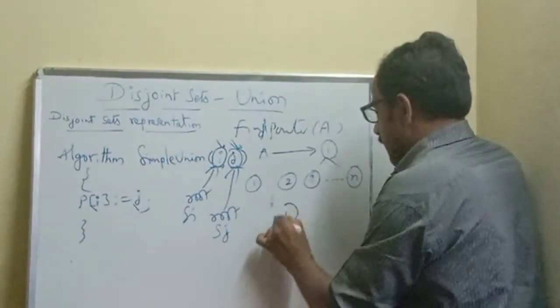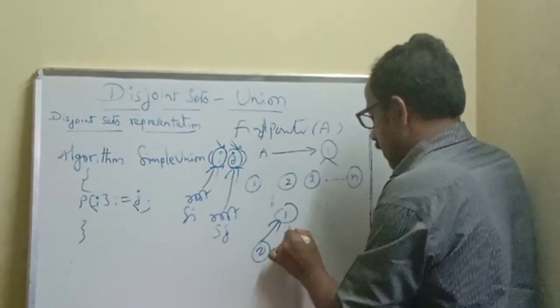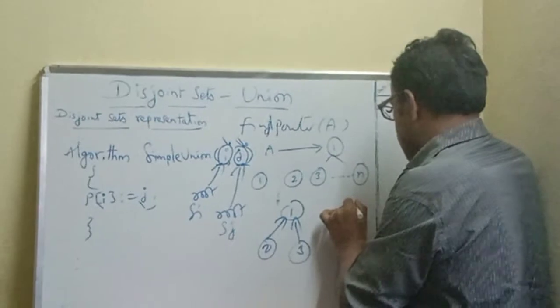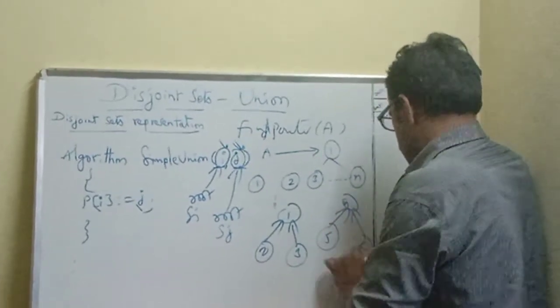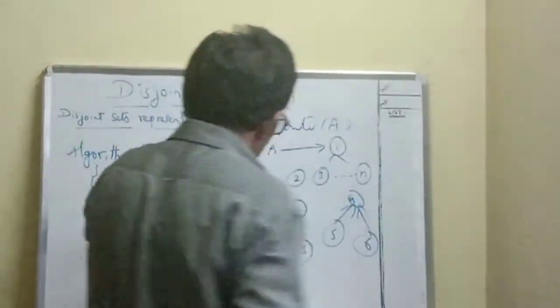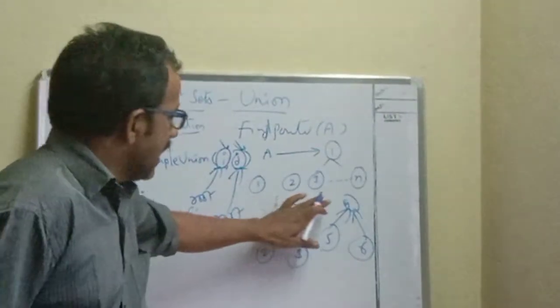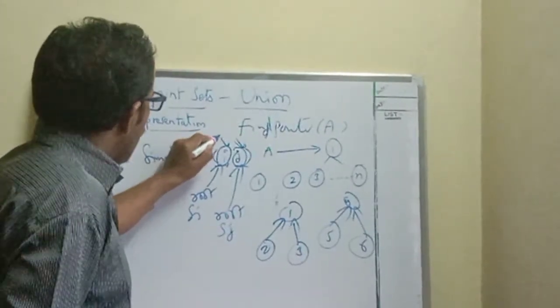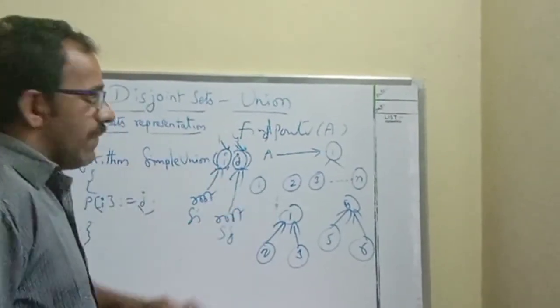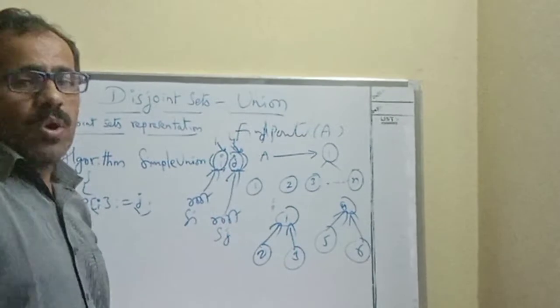Suppose one tree is like this, 1, 2, 3. And the second tree is like this: 4, 5, 6. So one tree contains 1, 2, 3 and 1 is the parent. The second tree contains 4, 5, 6, and 4 is the root node. Then the parameters required are 1 and 4, because 1 is the root node of the first tree and 4 is the root node of the second tree.